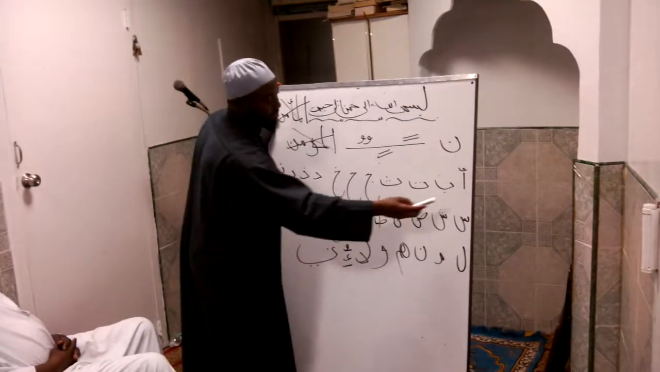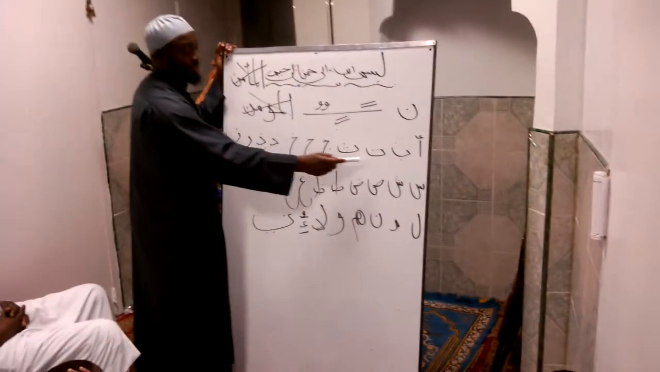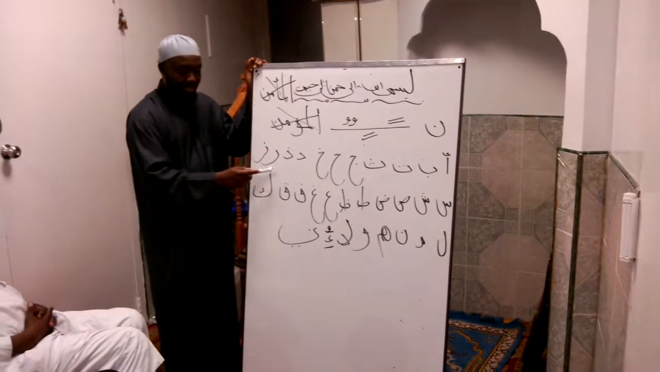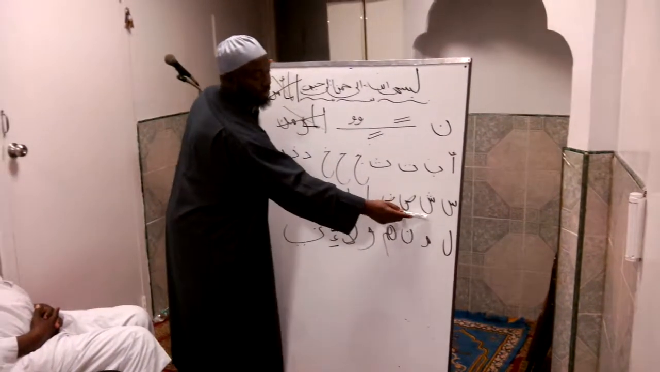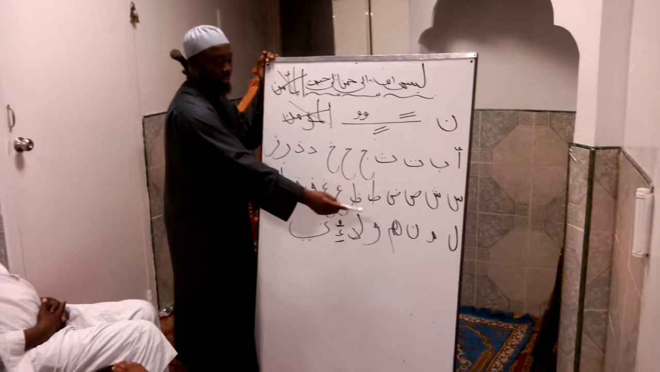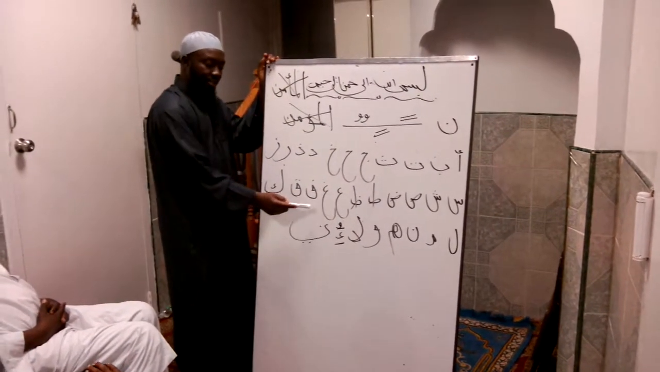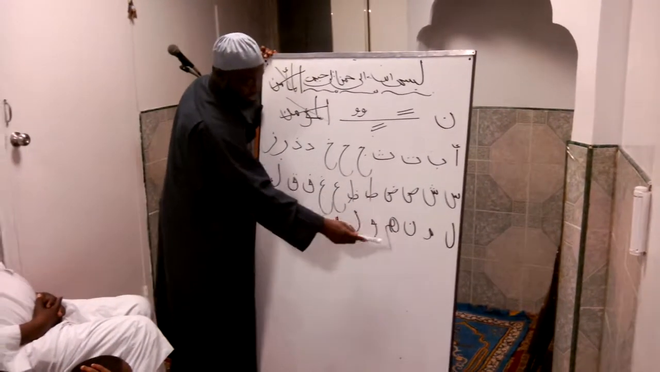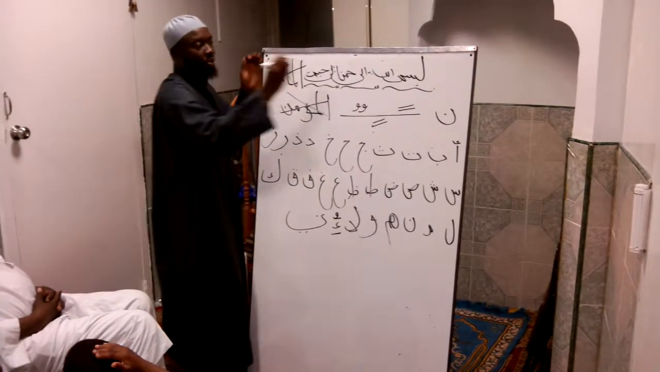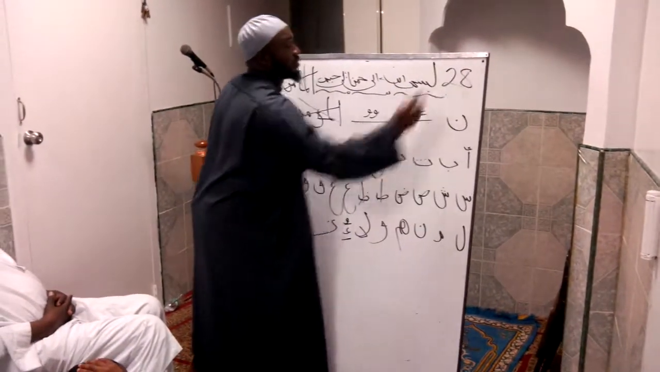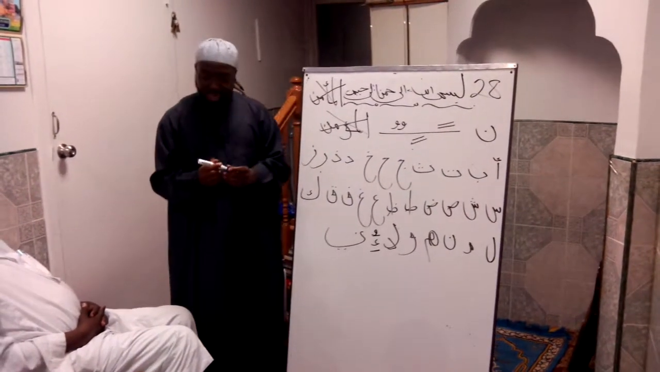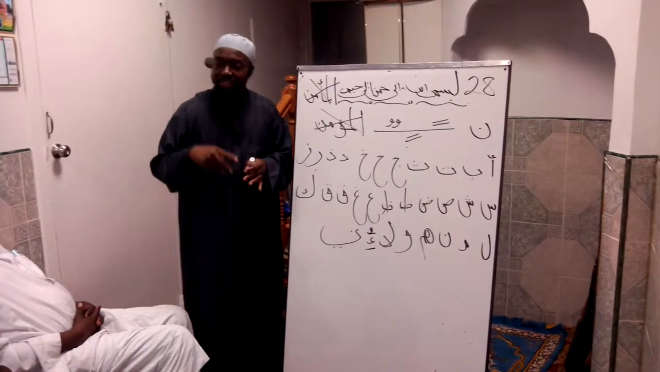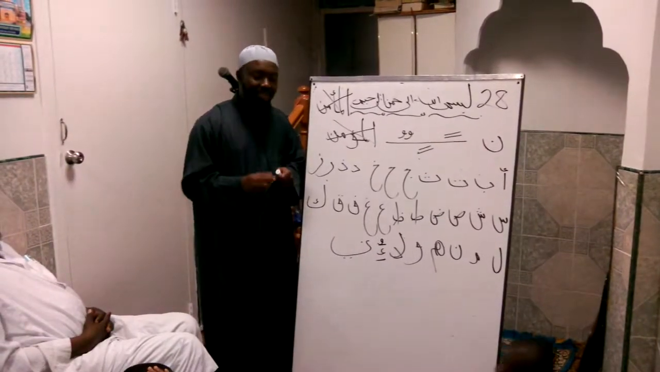Now, count with me. 1, 2, 3, up to 28. How many do we have? 28. And the ABCs are how many letters? 26. In other words, the Arabic alphabet has 2 more than the ABCs.